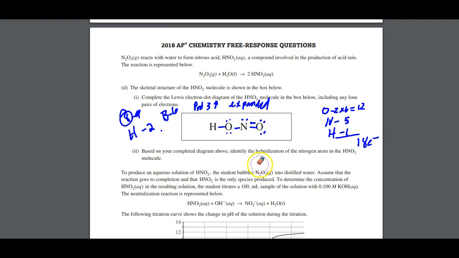Okay, all right, so next question. Based on your completed diagram, identify the hybridization of the nitrogen atom in HNO2. So how many areas of electron density do we have? We have 1, 2, 3. So hybridization means how many of your orbitals are you smashing together? We need 3. S is 1. P, I need 2 P's because we only get 1 S. So sp2. 3 areas of electron density, 3 little rooms, 1 for the S and 2 P's. All right.